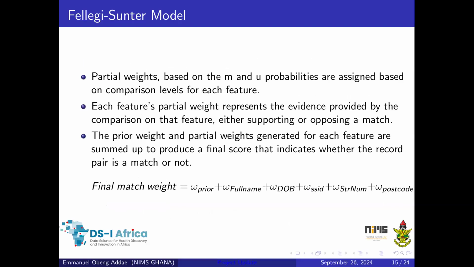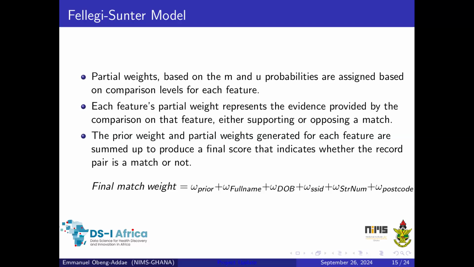Then the probability values that are generated, we find the log2 of these values to generate what's known as the partial weights. And so they are assigned to each comparison level. When you compare any two records, on whatever level that they agree on, you assign that weight to those two records. And so we realize that the partial weight from each feature represents the evidence provided by the comparison on that feature, which either supports or opposes a match status.